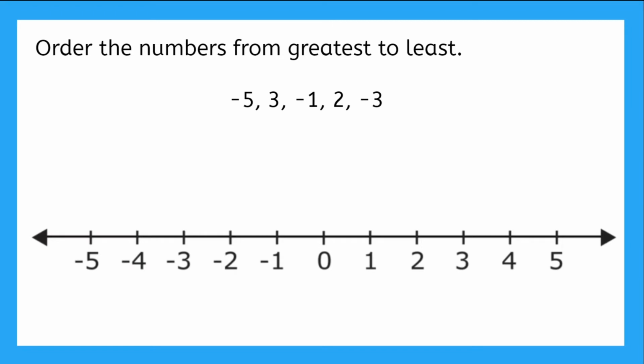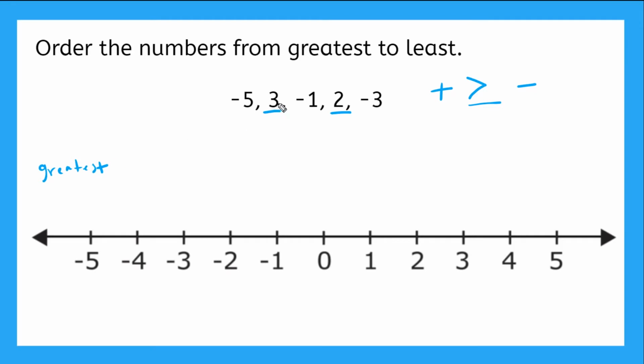Let's try this one. Order the numbers from greatest to least: -5, 3, -1, 2, -3. So it looks like in this problem, we have some positive numbers mixed in, 3 and 2. And right off the bat, are positive numbers bigger or smaller than negative numbers? Yeah, positive numbers are greater than negative numbers. So right off the bat, we know that 3 and 2 are going to be over on this side of our list, on the greatest side.